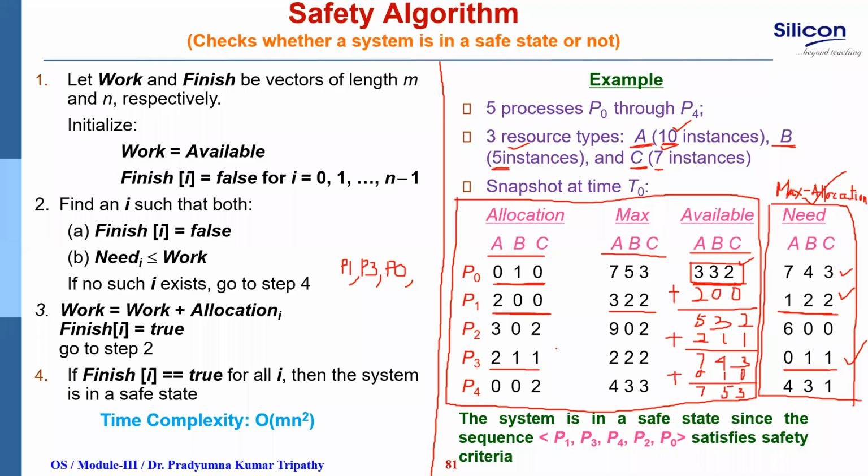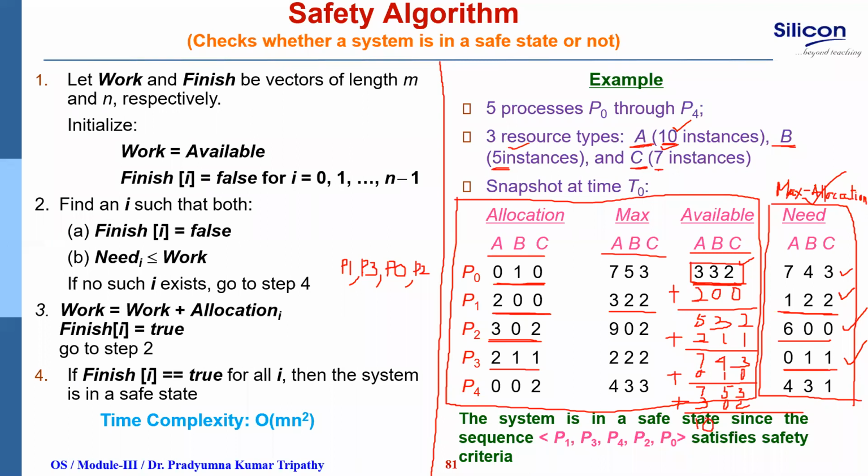Now I'll check with this 7, 5, and 3. Can I satisfy any other process from the beginning? You see, I can satisfy this one also. I can satisfy this. So this is P2. So I select P2 over here. And what is the value? It has already allocated, for P2, it is 3, 0, 2. So you add 3, 0, 2 over here.